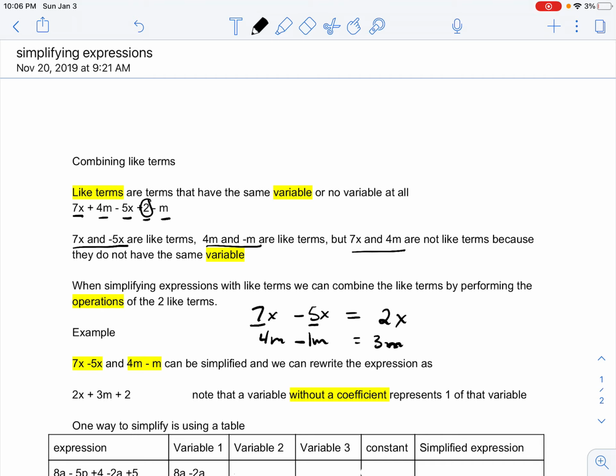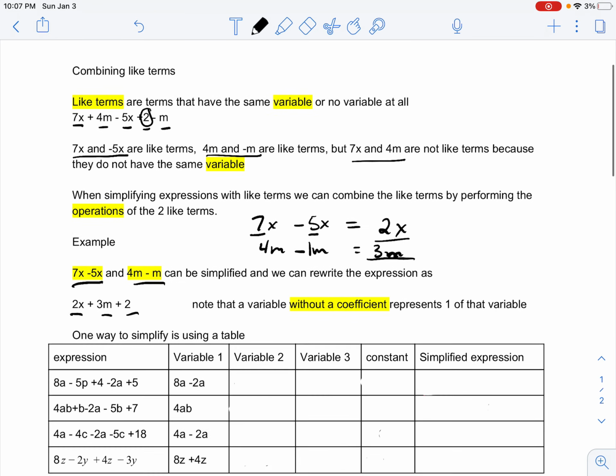And last, we've got our constant. Well, the only constant is the plus 2, so that's just going to stay the same. So when you combine the like terms here, we get what we got up here, and then we bring those down here. So 2x plus 3m plus 2. And now we've simplified this expression.